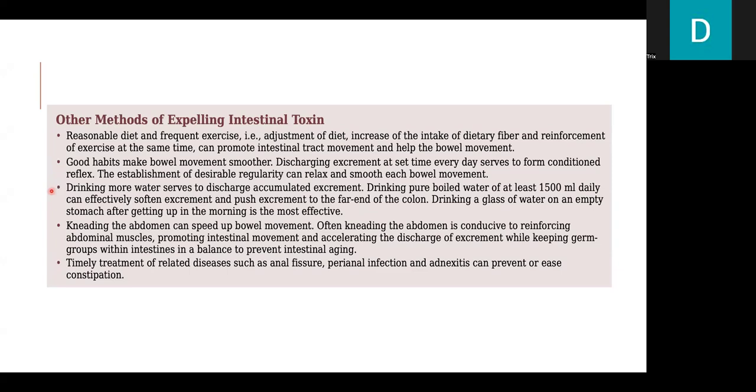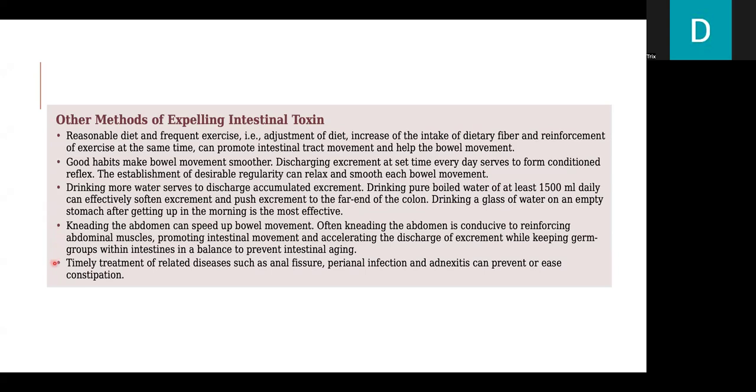Drinking more water serves to discharge accumulated excrement. Drinking pure boiled water of at least 1,500 ml daily can effectively soften excrement and push excrement to the far end of the colon. Drinking a glass of water on an empty stomach after getting up in the morning is most effective. Kneading the abdomen can speed up bowel movement. Often kneading the abdomen is conducive to reinforcing abdominal muscles, promoting intestinal movement, and accelerating the discharge of excrement while keeping germ groups within the intestines in balance to prevent intestinal aging.